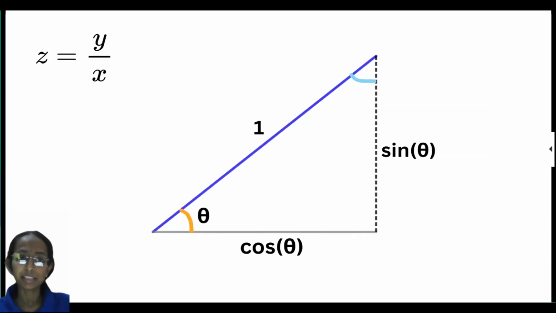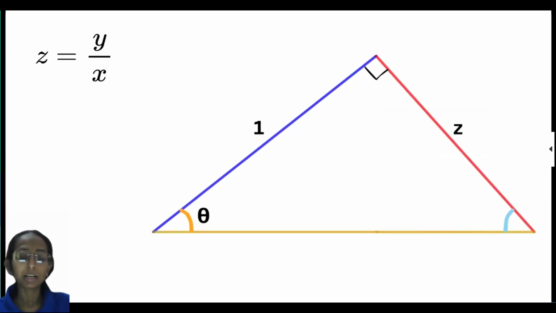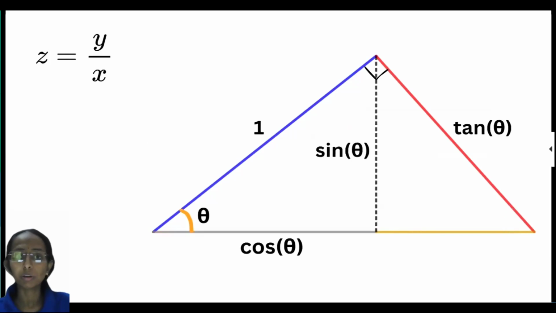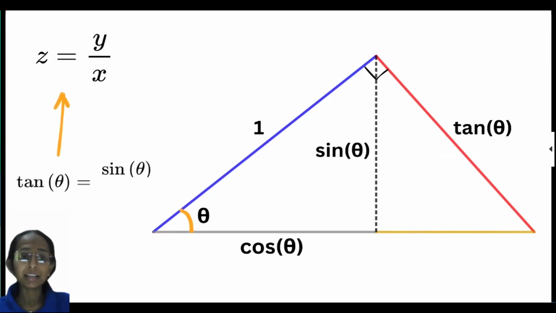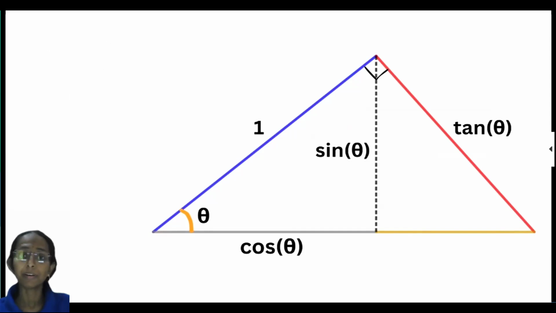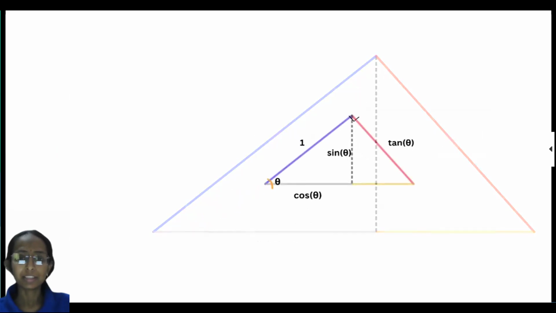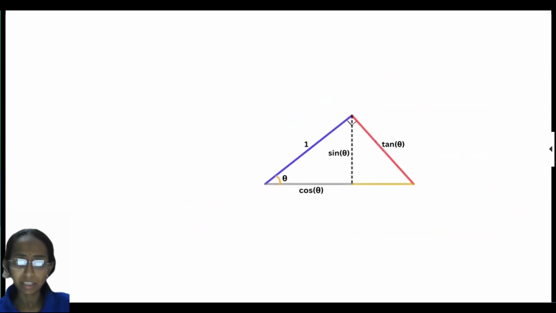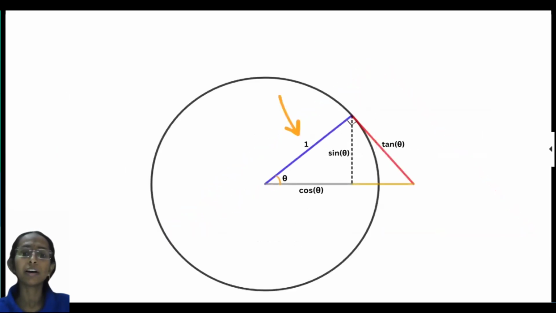Now cos theta is x by 1, so this line will become cos theta. Now, from the whole triangle, tan theta, we know, is equal to z upon 1. That means this red line will become our tan theta line. Now, tan theta is, again we know, sine upon cos, the y upon x line. Right? Now we are just zooming out this triangle and we make a circle with a radius of 1.